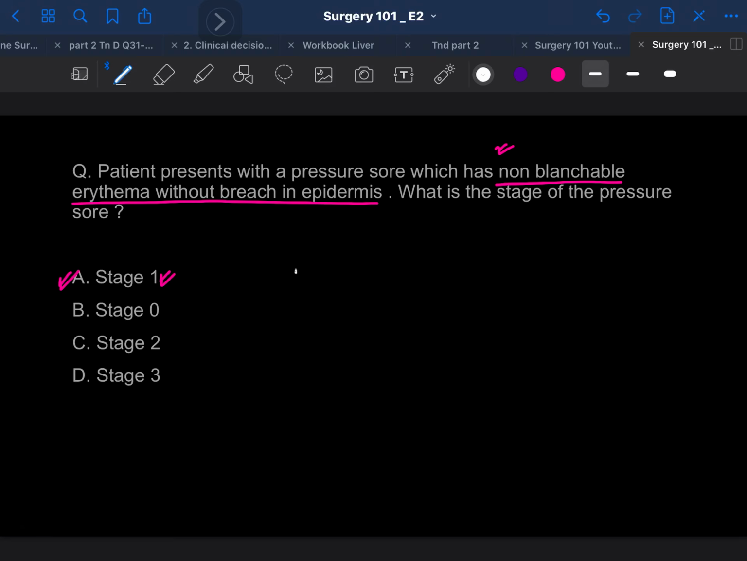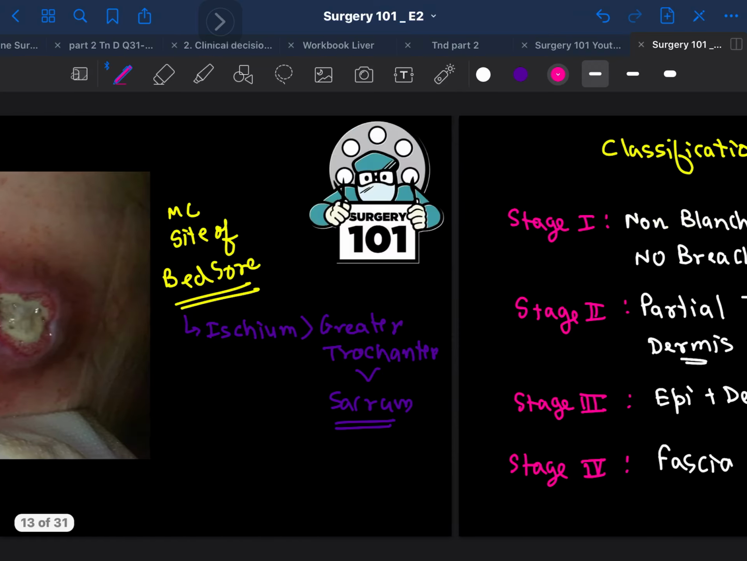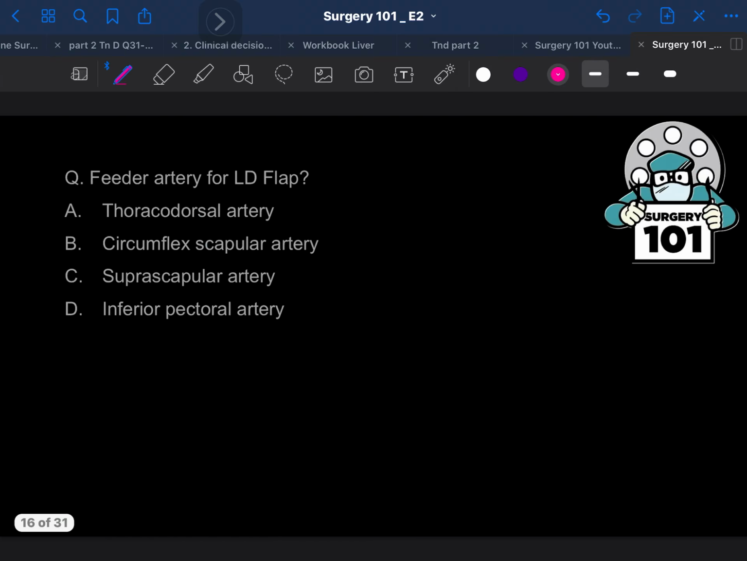Now, just one particular point in burns. In burns also there is a stage 1 where there is an erythema. But what you need to appreciate is that this erythema is blanchable. Please understand this point. This is a basic difference in burns. In the bed sore you have a non-blanchable erythema. I hope you have understood this point.